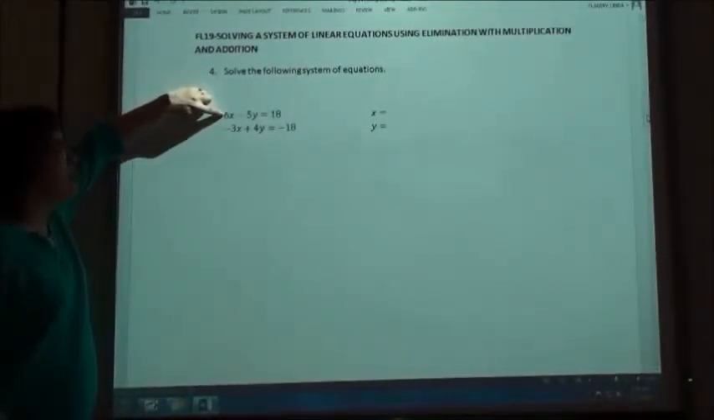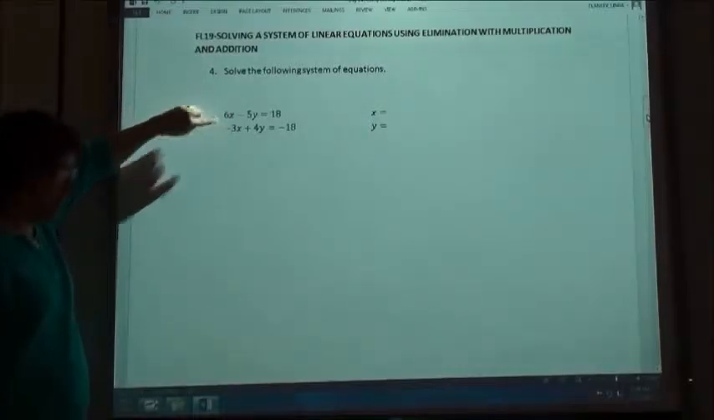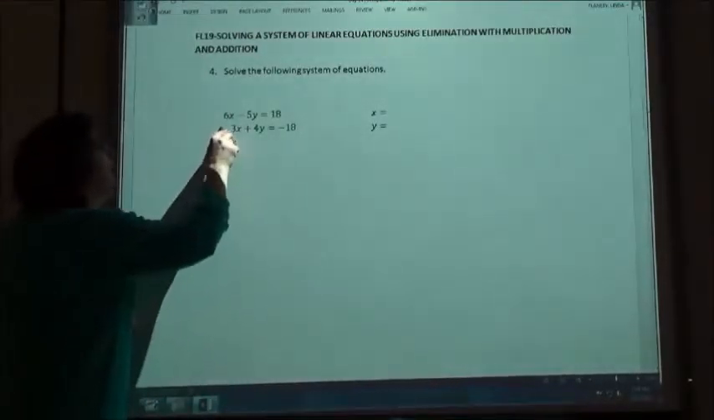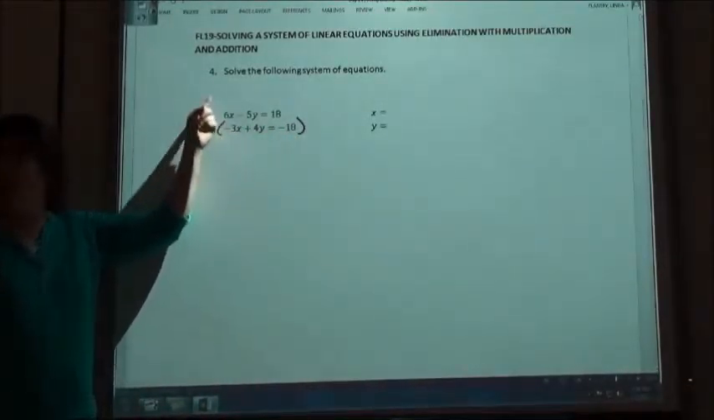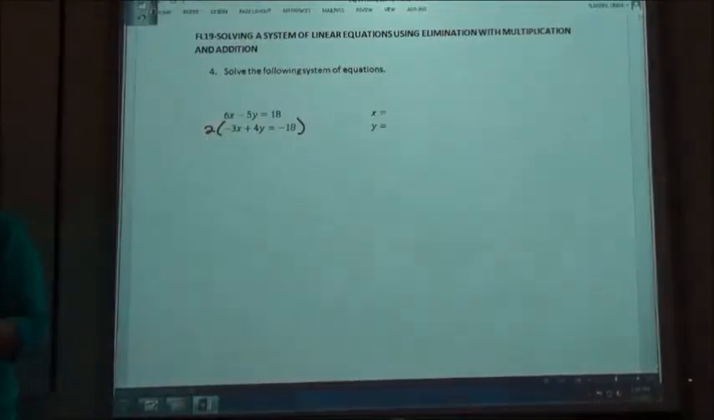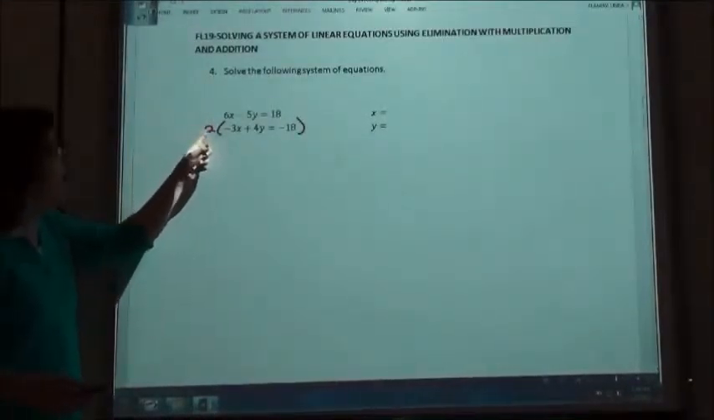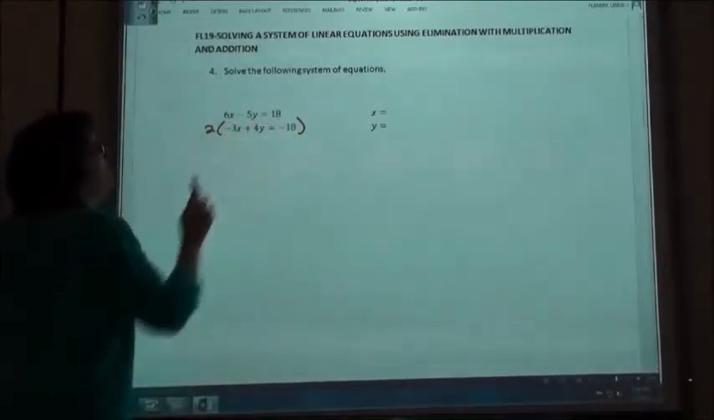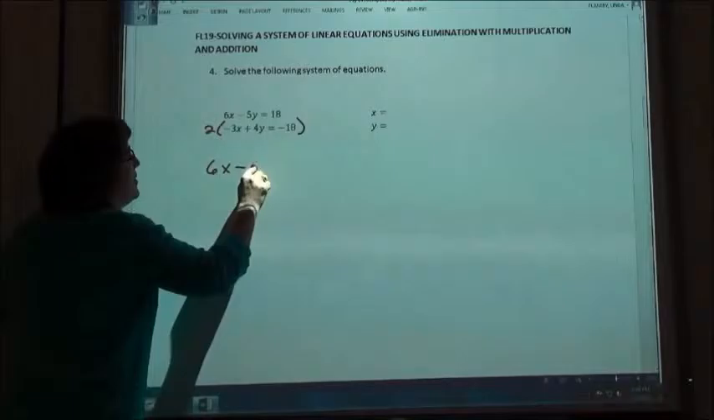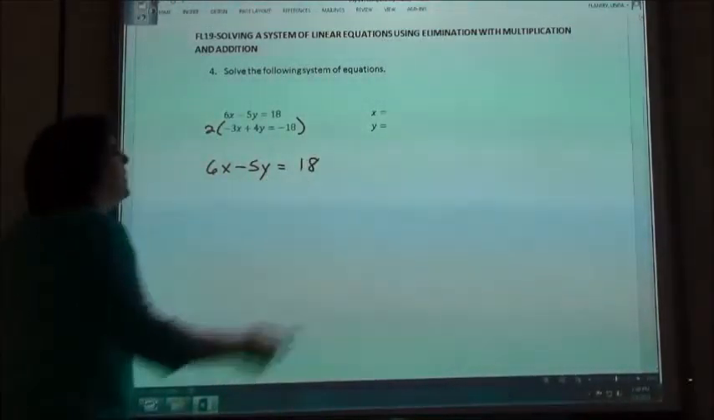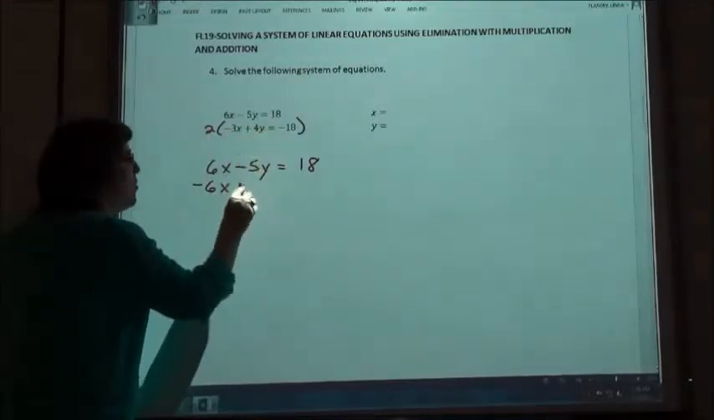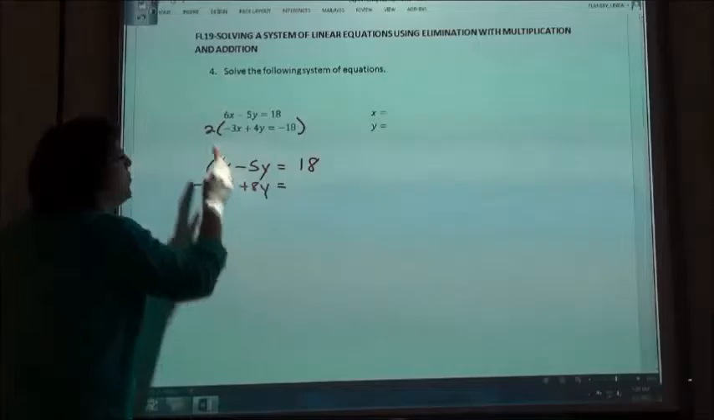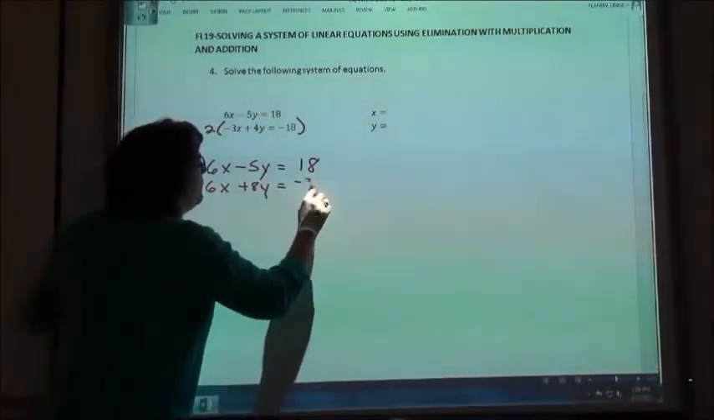So if I wanted to make these opposites, since this one's already 6, I would multiply the bottom equation by 2. Because if I multiply the bottom equation by 2, I'm going to get a negative 6. So one will be 6, one will be negative 6, and they'll be opposites of each other. Now when I multiply, I have to do the whole equation. So the top equation is going to stay the same, 6x minus 5y equals 18. The bottom equation would be negative 6x, 2 times 4 would be plus 8y equals 2 times negative 18, so negative 36.